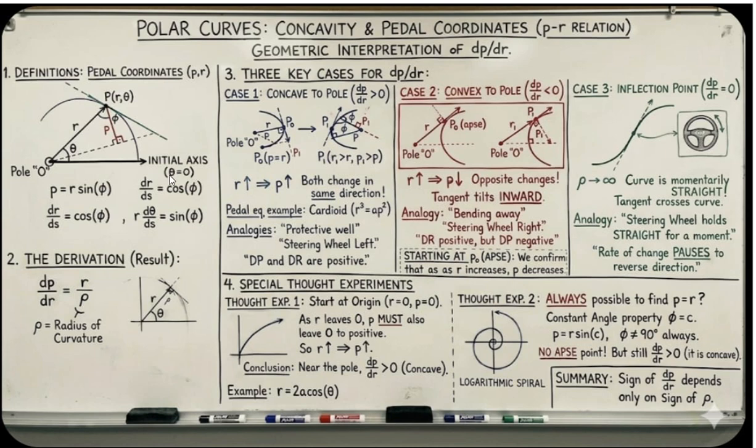Based on the radius of curvature only, you can tell if the curve is concave or convex to the pole. This is very important, to the pole. I'm telling you. This is because the radius of curvature depends upon this ratio, so only on the sign you can tell like that.